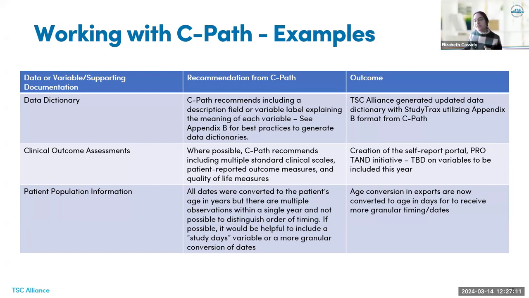And finally, CPATH did catch in our data exports that dates were being converted into years. And they did tell us that this really doesn't help someone distinguish data that's receiving these data time points and distinguish these time points in order of timing. So they told us that making these age time points more granular would help one understand age better and when things are happening through the lifespan. So we since then have made the adjustment of our age conversion to be exported in days of age rather than years of age to capture that specificity.